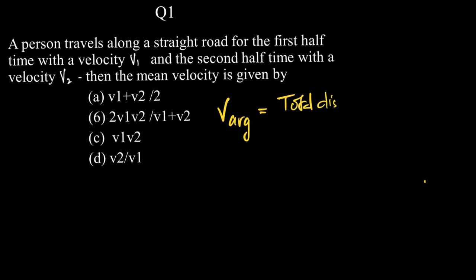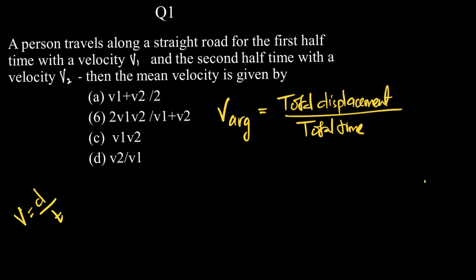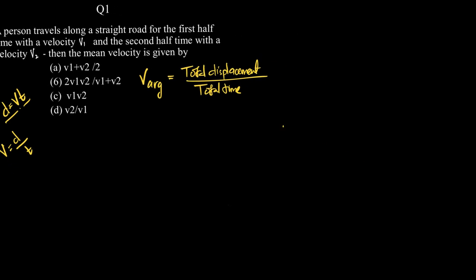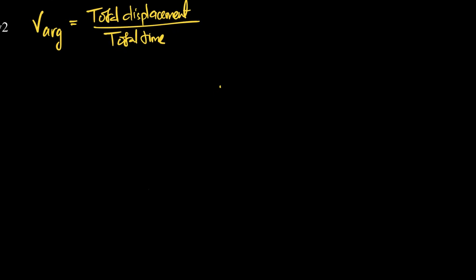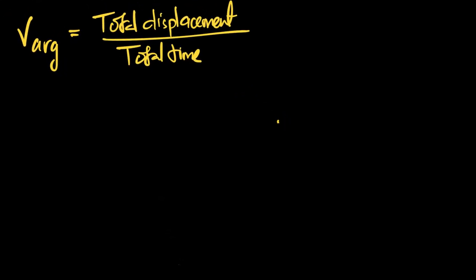That is total displacement upon the total time. And what is total displacement? Very simple. What is the formula for velocity? Velocity is displacement upon time. So displacement is velocity times time, right? Now let's apply this formula here. Velocity is equal to total displacement by time, and total displacement is velocity times time, the whole upon the total time taken. Let us say the total time taken is T seconds.